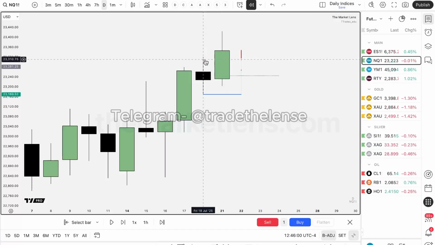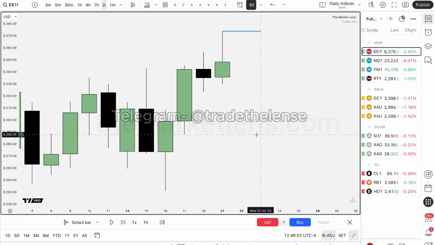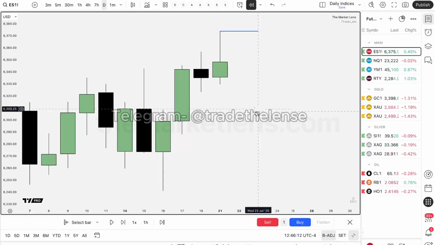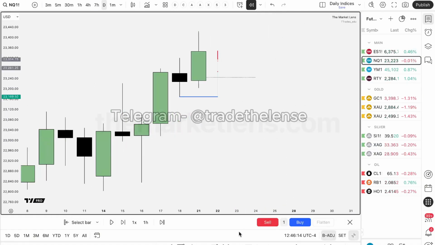This doesn't really tell me a whole lot because it's closing over it. ES, though, on the other hand, 1, 2, 3, 4, sweep and close back in. It just makes more sense. So I'm following that. And then if I use that bias, I'll say, okay, well, if NQ is going to reverse, it still has to respect 50% of this wick, right? It's just a bit weird.